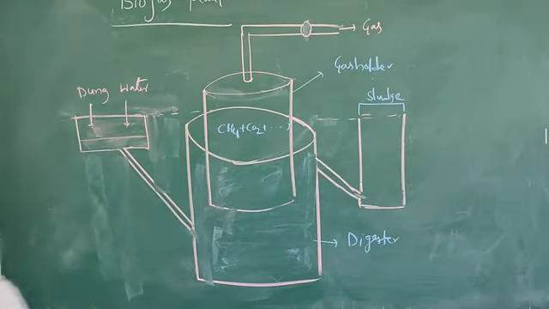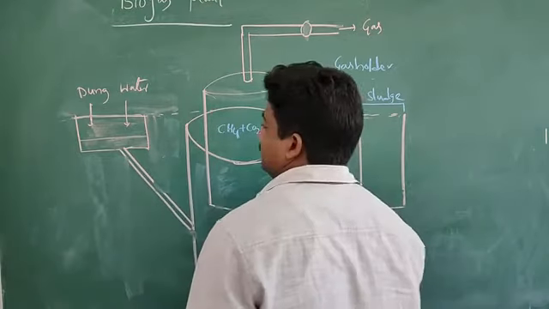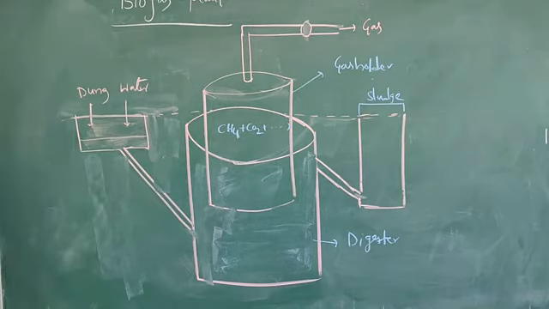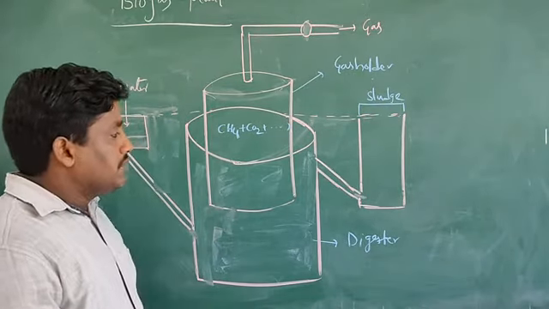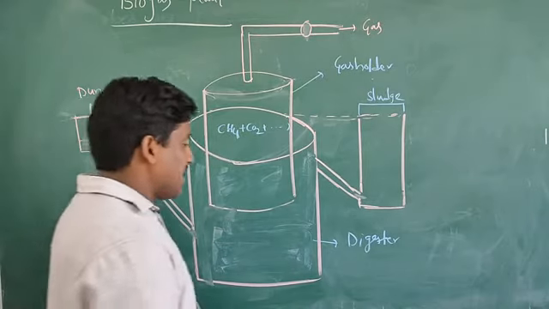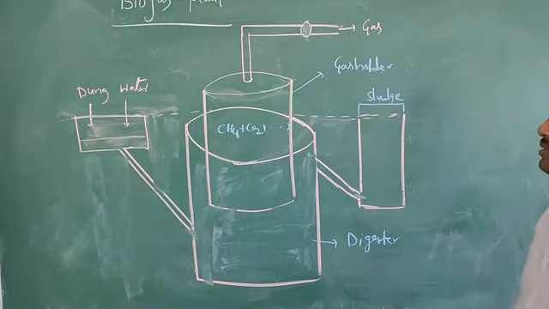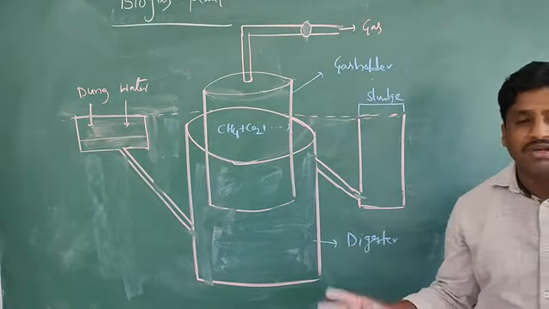So this is the biogas plant. Roughly I draw; you can see, and you can also draw it neatly. So what is the structure of a biogas plant? See here, this diagram they can ask in the exam, from a 3 marks question point of view and also a 5 marks question point of view.